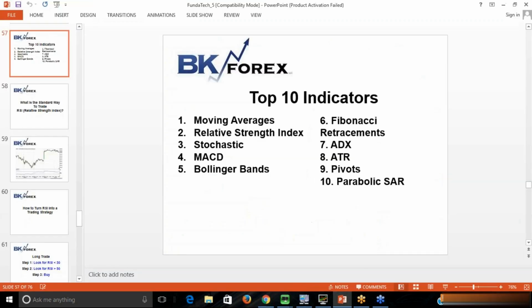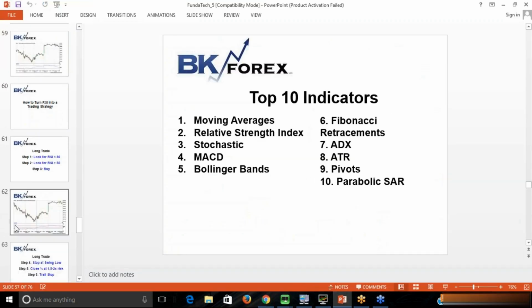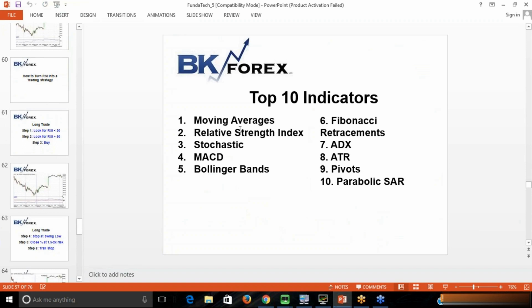So hopefully I was able to explain to you how each of these technical indicators are used, share with you a couple of different techniques for trading these technical indicators, and also share with you how to turn the RSI and the Bollinger Bands into trading strategies.